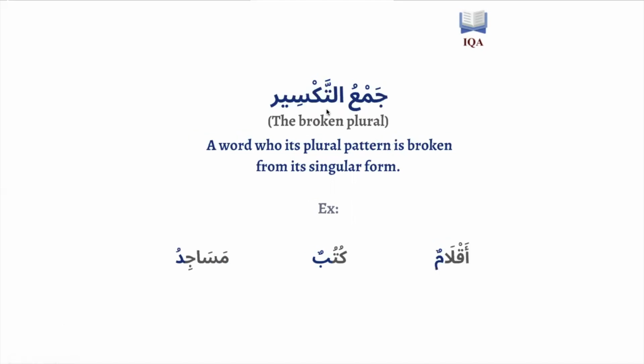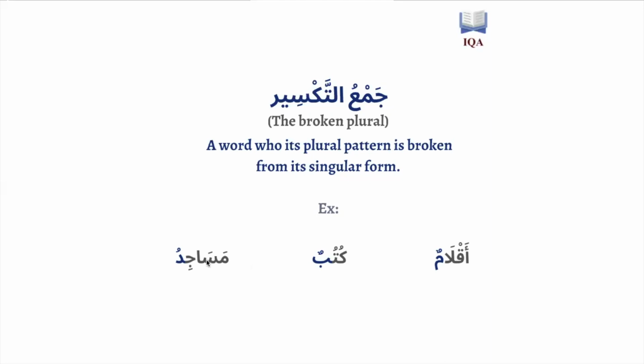The second thing was jam'u taksir. Jam'u taksir is the broken plural. Jam'u taksir is any word whose plural pattern is broken from its singular form. So masajidu, kutubun, aqlamun, all these words, the thing that's common with them is that first and foremost, they're indicating something that's plural, right? Masjids, plural, books, pens. And the way that we were able to create their plural form was by breaking apart their singular form.